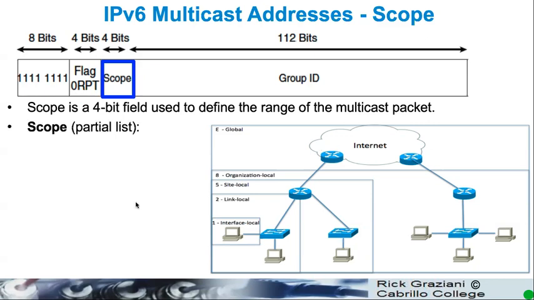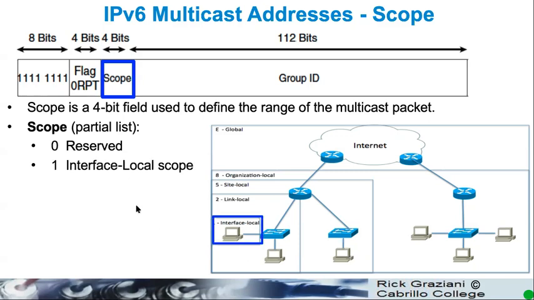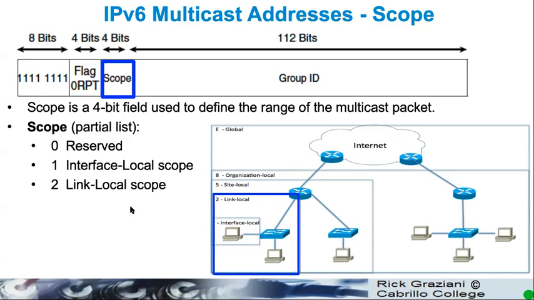Okay, so scope, here's a partial list. 0 is just reserved. 1 is for the interface, so we don't usually use that too much. Link local. Don't confuse this with a link local address, but scope means the multicast group. Any packets sent to a group of devices have to be within that network or subnet. Within that link means the router will not forward these multicast packets.